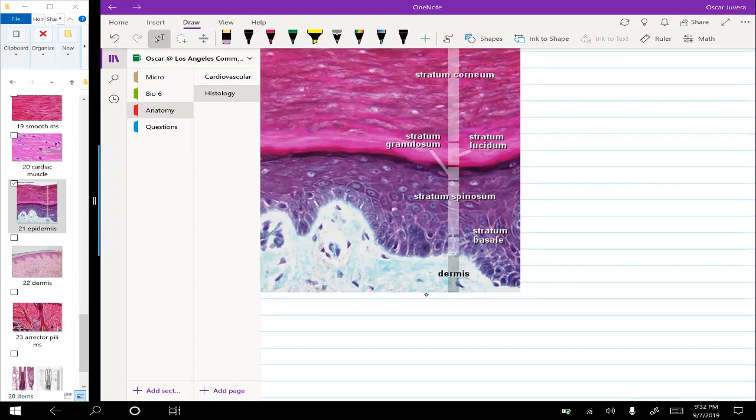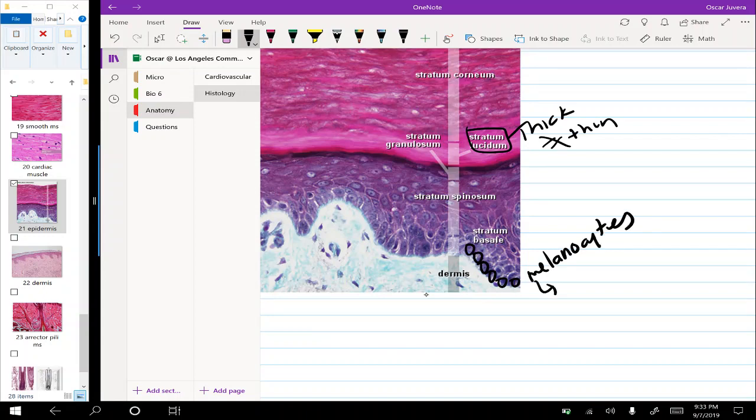Anything else other than the stratum basale and lucidum? Those are the only important ones. Lucidum is present in thick skin only, not in thin. And the stratum basale contains some specialized cells called melanocytes. And the melanocytes are responsible for producing melanin, not melatonin. And why am I telling you this? Because your professors will try to trick you, giving you both answers.